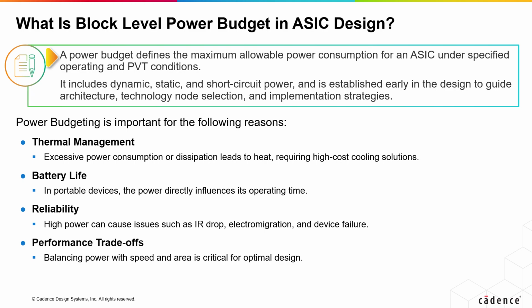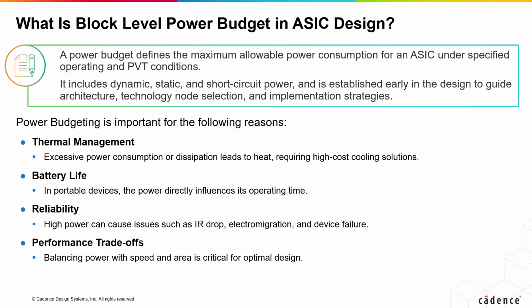The concept of a power budget is foundational in ASIC design. When we refer to a power budget, we mean the maximum amount of power that the chip is allowed to consume under all possible operating conditions. This constraint is established early in the design stage and serves as a guiding principle for nearly every major design decision that follows. For instance, the power budget will influence which technology node we select.